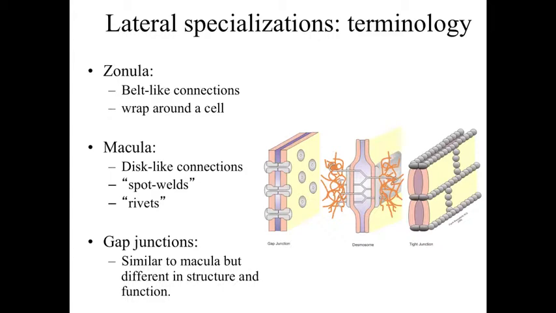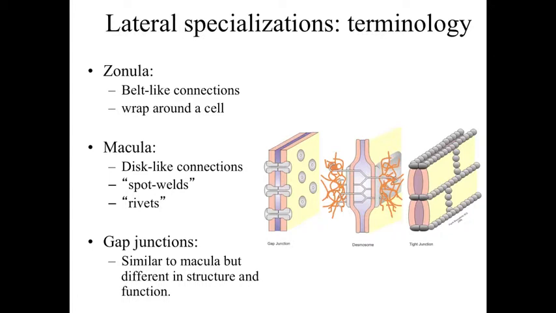The first term we're going to use is zonula. Zonula are belt-like connections, which in essence wrap around the entire cell. In doing so, it's going to be essentially 360 degrees around the cell, all the way around, whether it's a round cell or kind of a polygonal cell. It's going to be wrapped all the way around it like a belt.